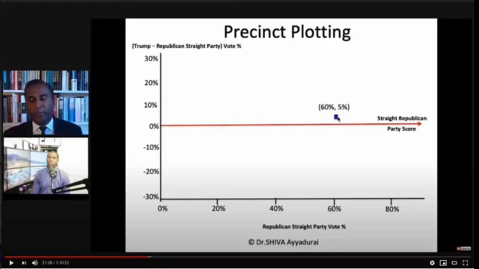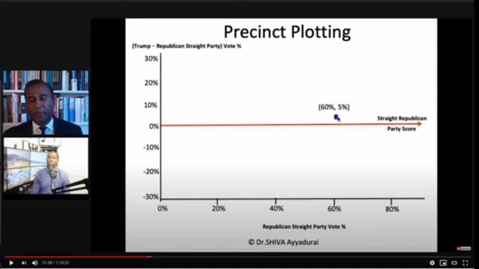So anything above that line is a net gain over the straight 50-50 vote, which is the red line. So the red line is how people vote. I'm a Republican. That's what the line is. People who decide to fill in their own vote, if there are more people who vote for Trump than just the straight Republican votes, you get above the line. If less people, then below the line.